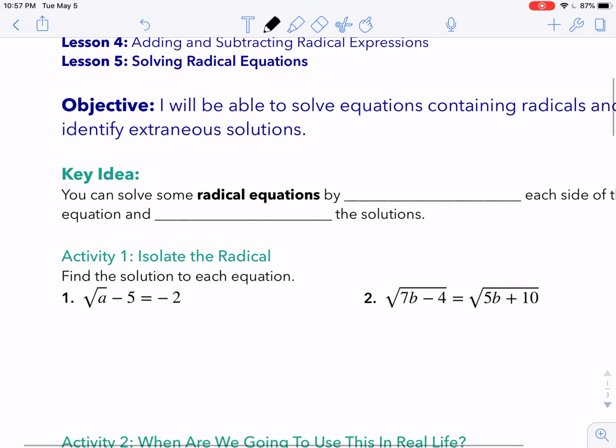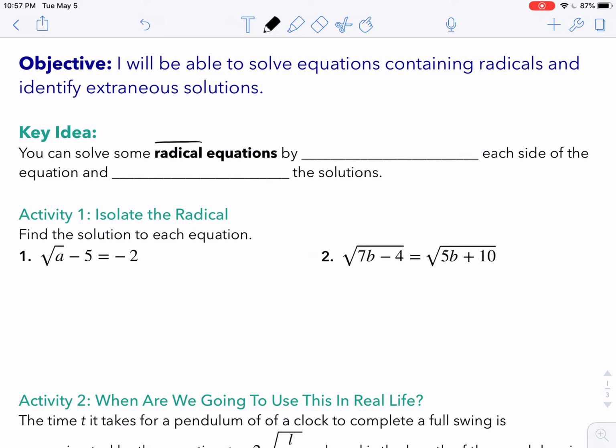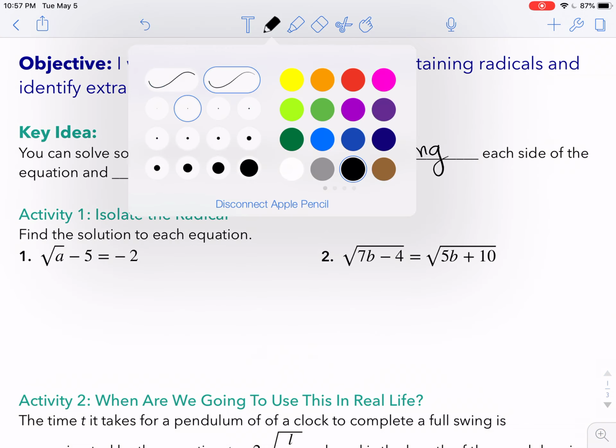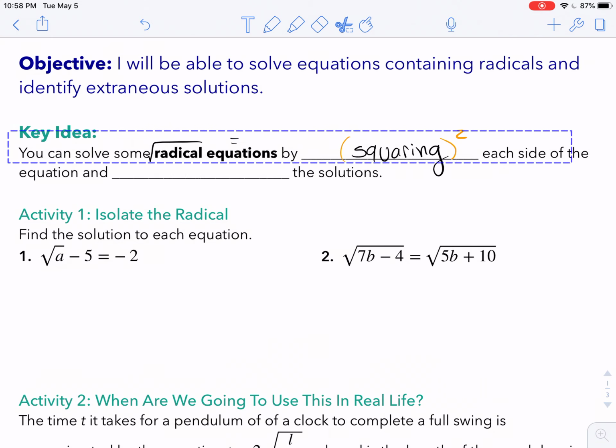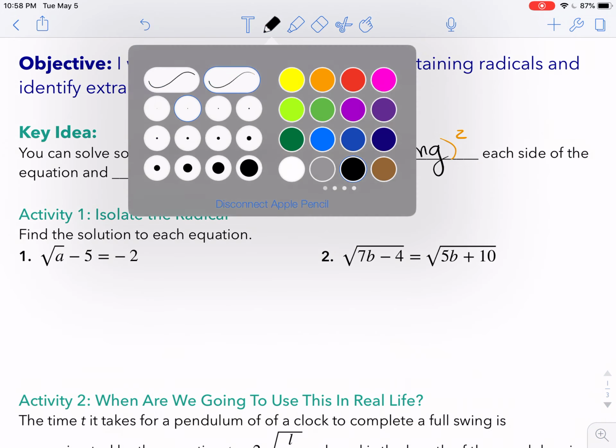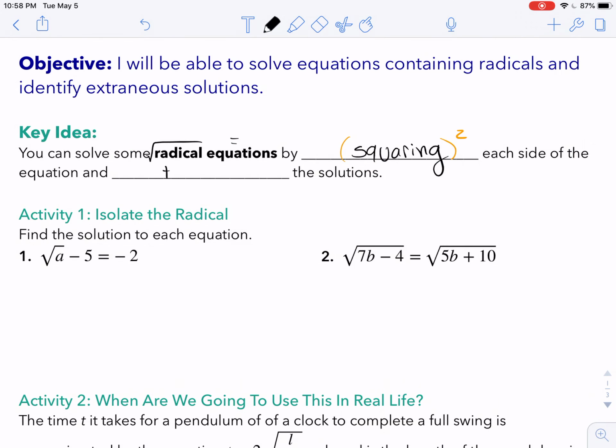Let's jump right in. You can solve radical equations. Remember, a radical has a square root. You solve by squaring, writing something squared to undo the radical part. So you're going to solve radical equations by squaring each side of the equation, and then it's also very, very important to test the solutions. So today we're squaring and we're testing. We're checking our solutions. Let's jump right in.